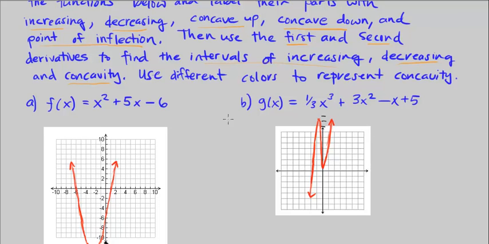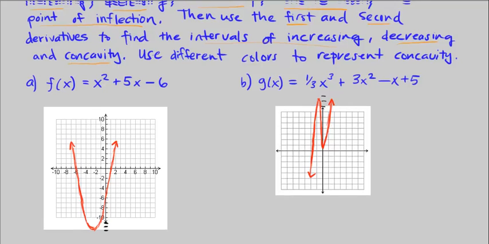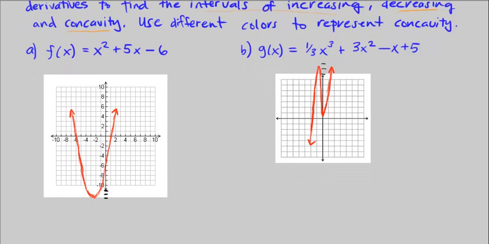So this right here, the graph goes a little below -10 on the y values. This one goes way above 10. So each little square is 5. So it goes 5, 10, 15, 20, 25, 30, 35, 40, 45, 50. So just be aware of that. So let's go ahead and label their parts with increasing, decreasing, concave up, concave down, and point of inflection.